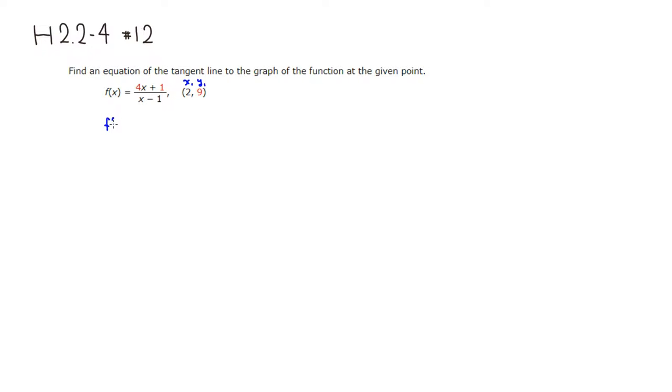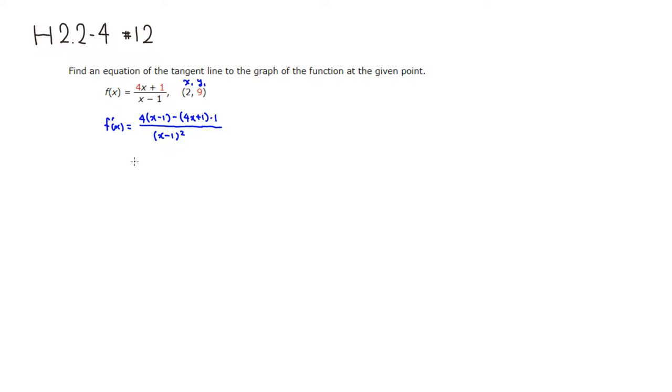So f prime of x is equal to, let's use the quotient rule. Square the denominator, so you have the quantity x minus 1 squared. Then take the derivative of the top, which is 4, times the bottom x minus 1, minus the top 4x plus 1, and then multiply by the derivative of the bottom, which is going to be 1.